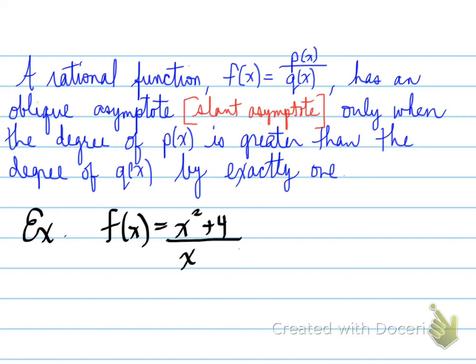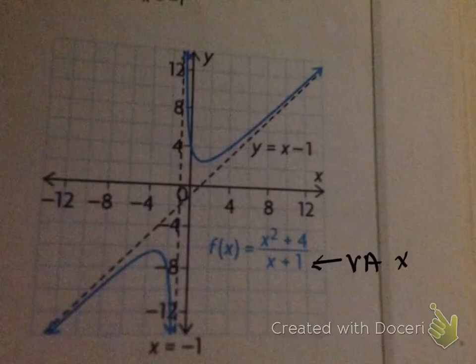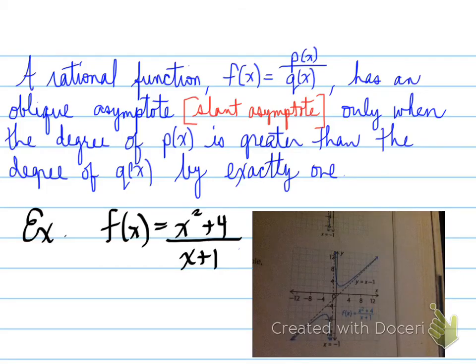So f of x is equal to x squared plus 4 over x plus 1. Let's talk about that for a second. So this numerator cannot be factored. This denominator has a restriction of x cannot equal -1. So that is going to be our vertical asymptote.